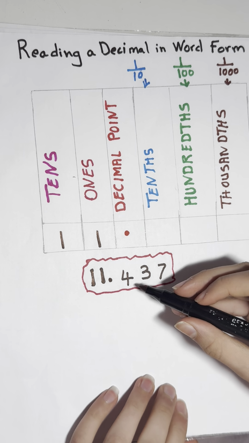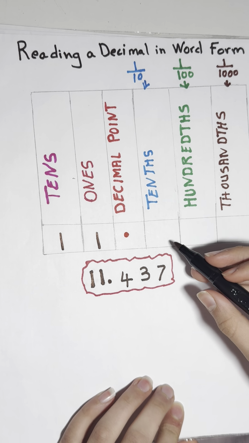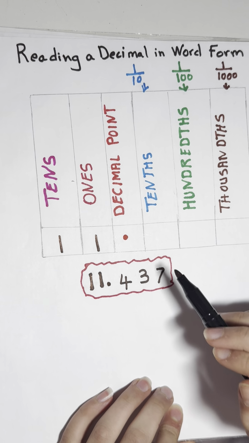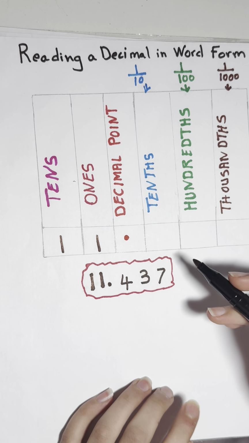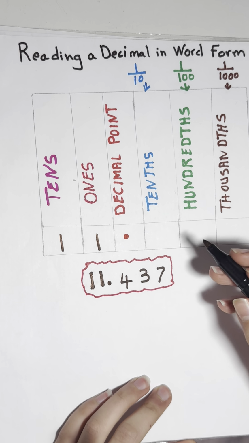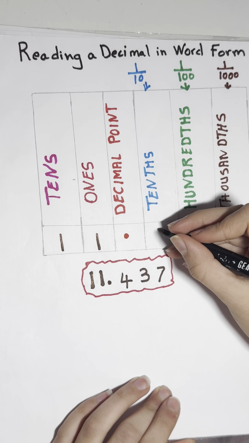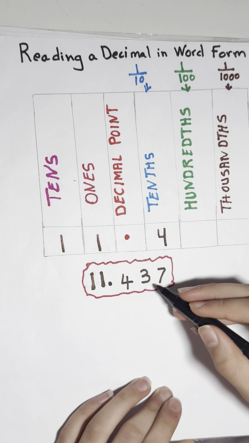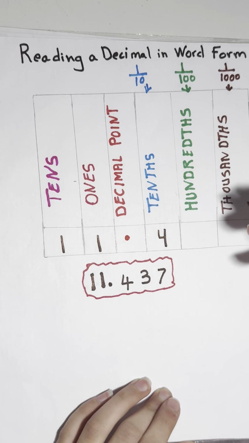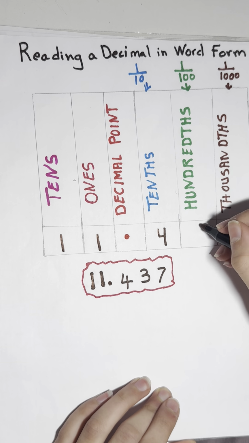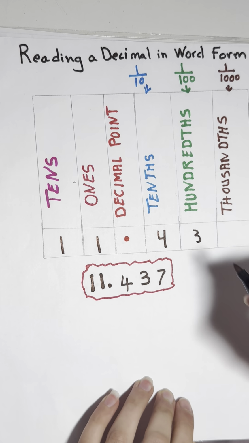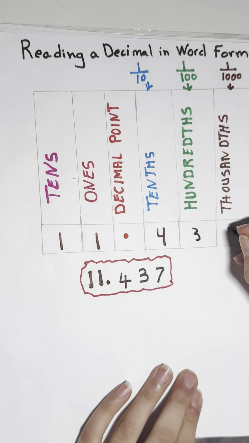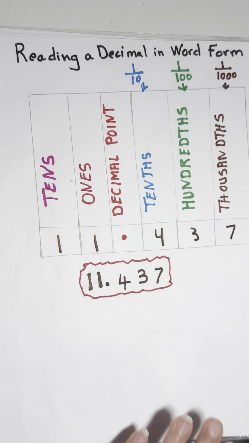Then this 4 right here is called the tenth. Not the ones, not the thousands, the tenth. It's not called the ones because one is just one whole, so we don't call it that. So we'll call it tenths. So put the 4 right there. Now the 3 is called the hundredth. So put the 3 right there, under the hundredths. And the 7 is called the thousandth. So put that there.